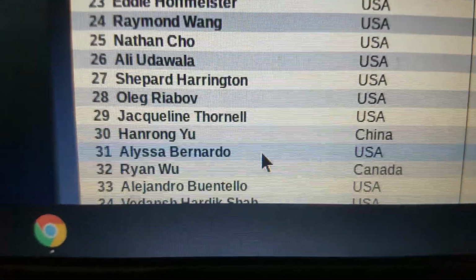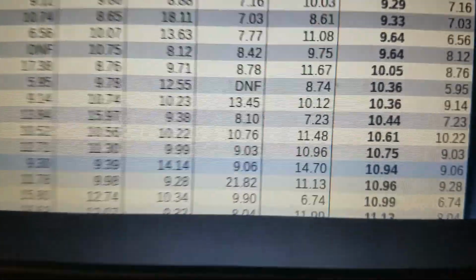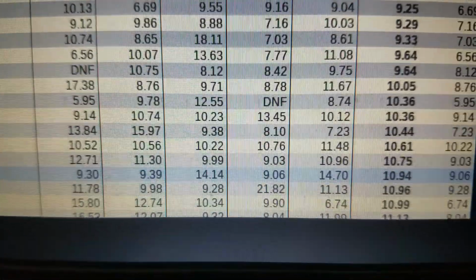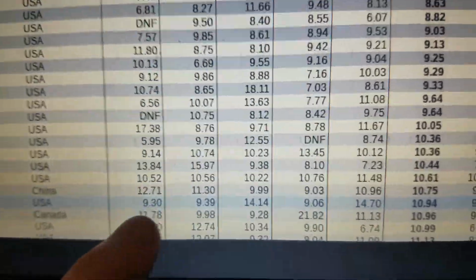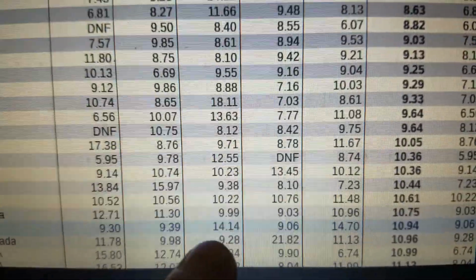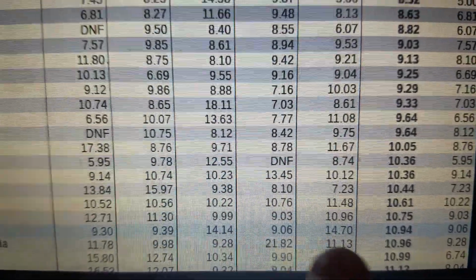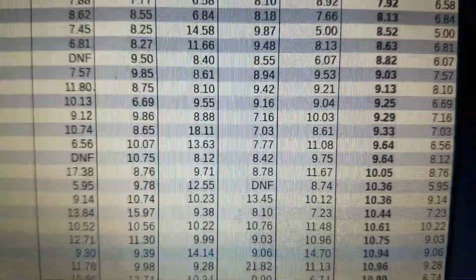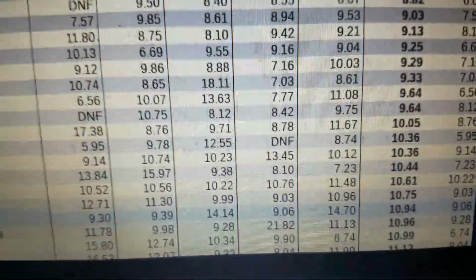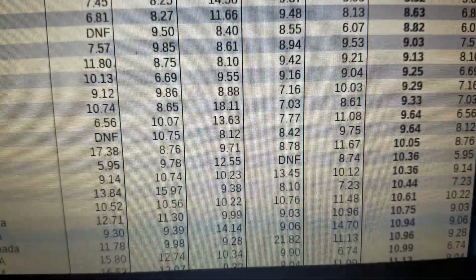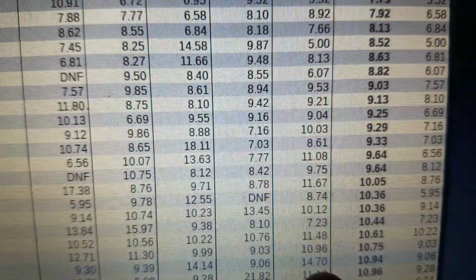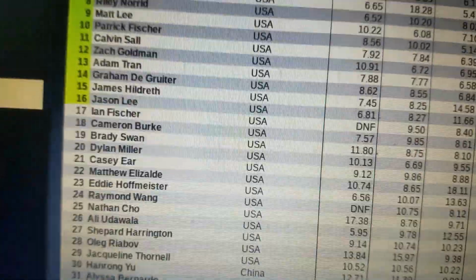Alright, so for Pyraminx, I got 31st place. My average is 10.9, definitely a PB, but not really good. So I got a 9.3, 9.39, 14.14, 9.06, and 14.7. So I was hoping for a sub 10 average, but I messed up on this last solve right here. So it would have been a sub 10 average if I didn't mess up. But yeah, and I didn't make it to round 2.